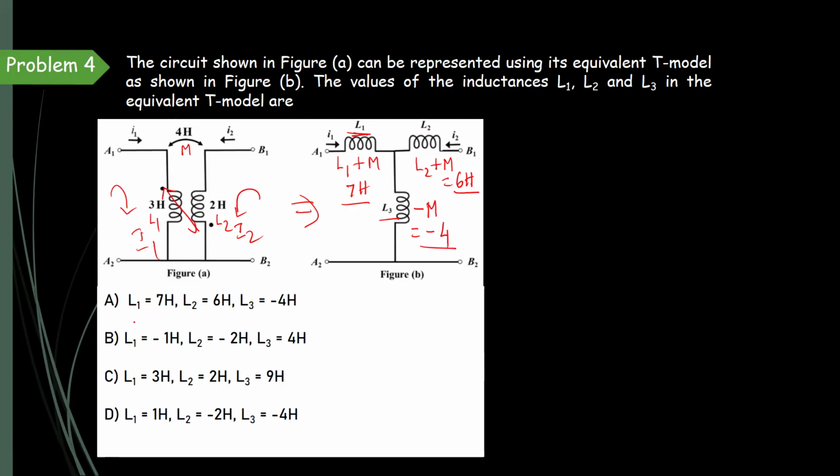The first option itself gives the answer: L1 equals 7 Henry, L2 equals 6 Henry, and L3 equals minus 4 Henry. So option A is the correct one. Thus we solved 4 problems from the instrumentation paper.